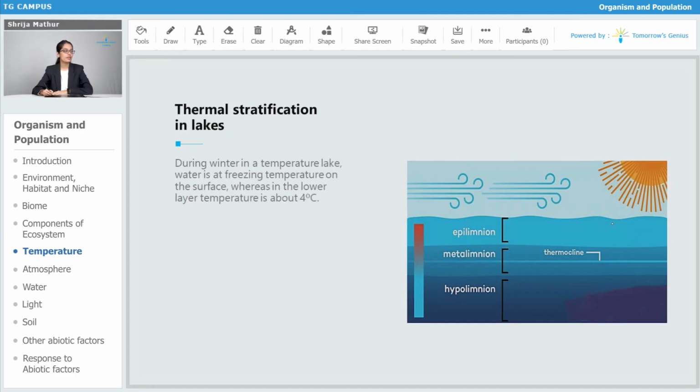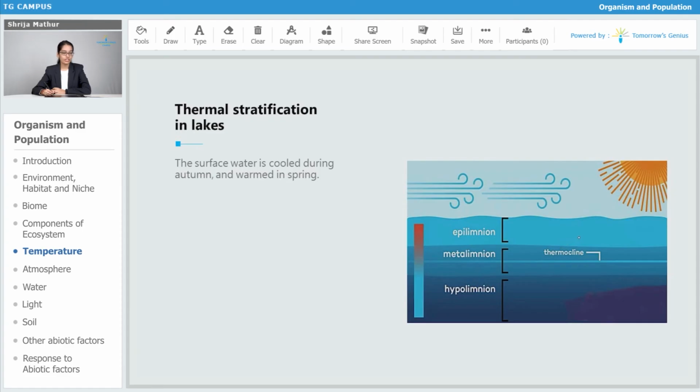During winter in temperate lakes, water is at freezing temperature on the surface, whereas the lower temperature is about 4 degrees Celsius. So when the winter season is prevailing, at that point of time, the topmost layer has a freezing temperature and below that it is around 4 degrees Celsius.